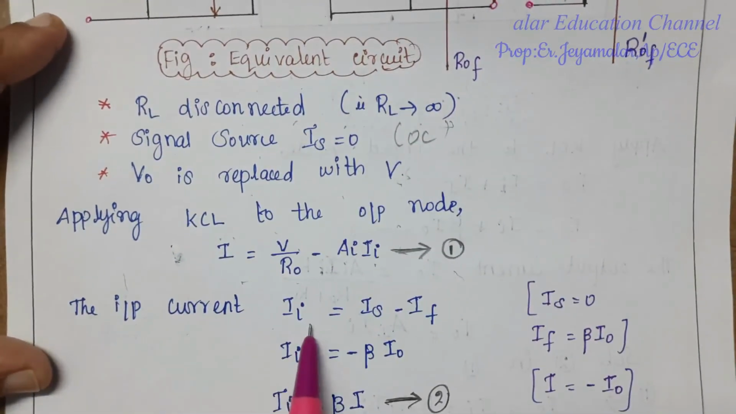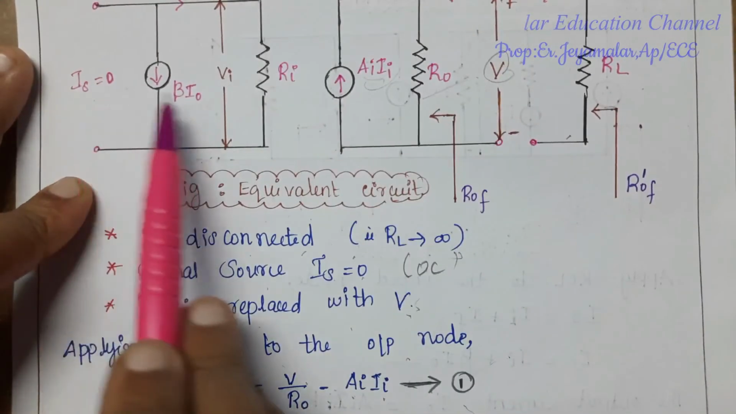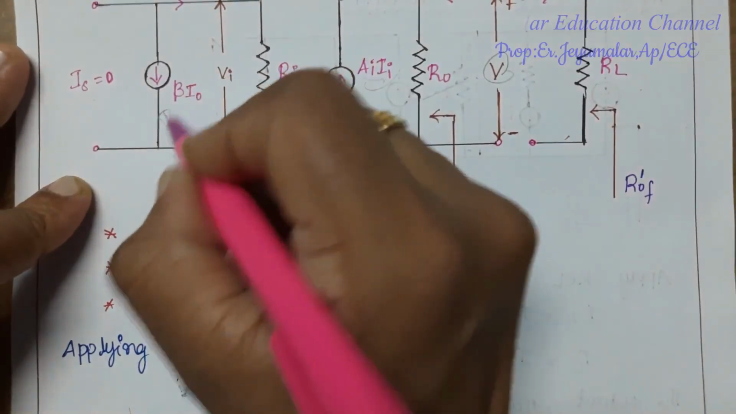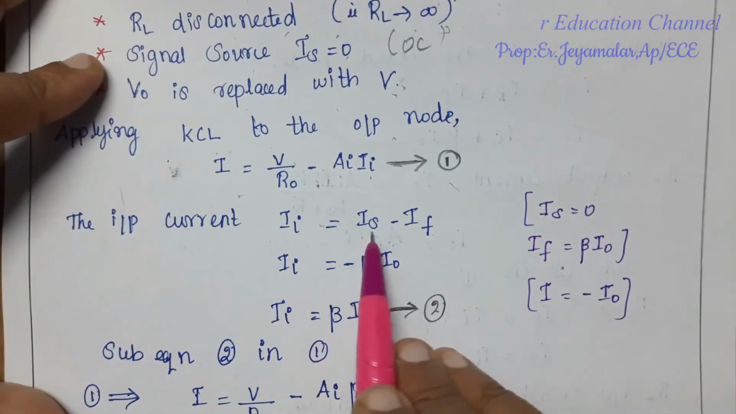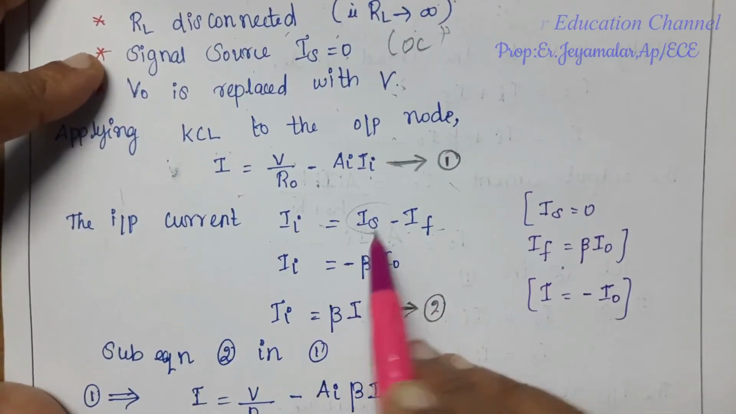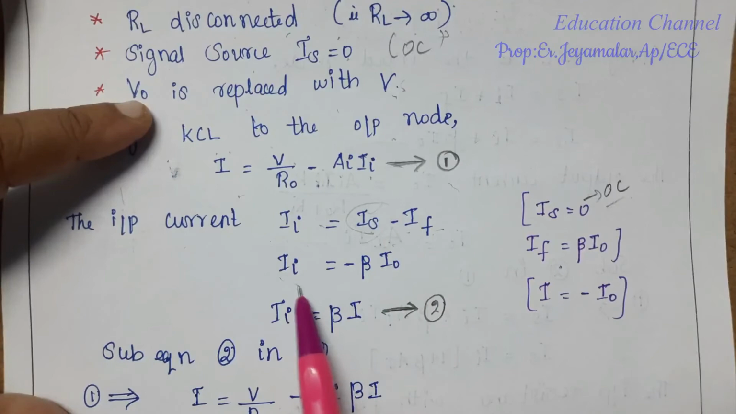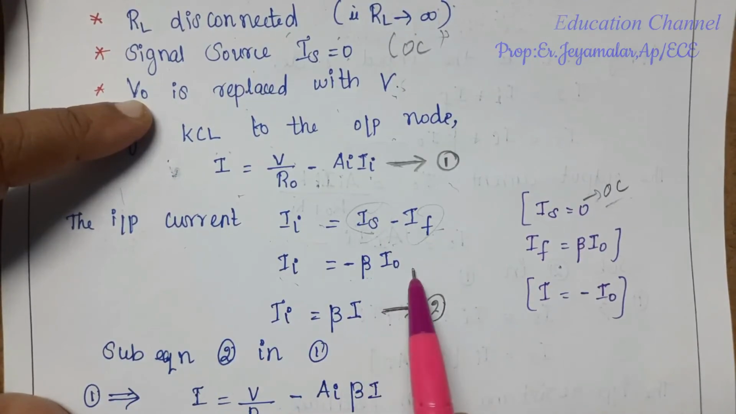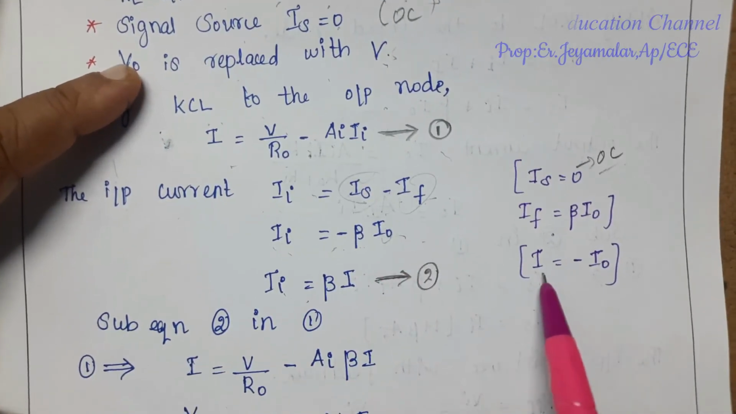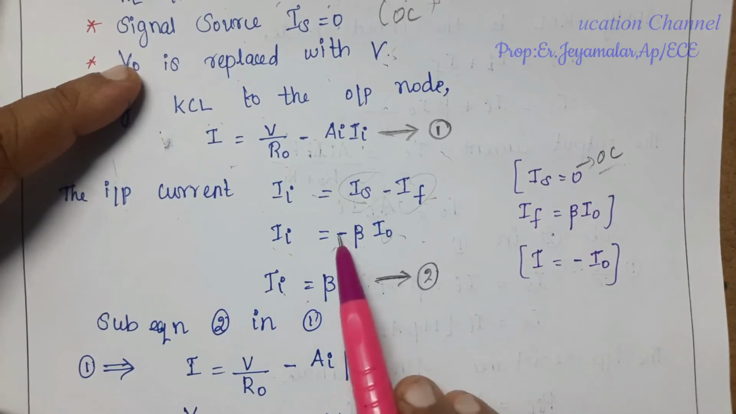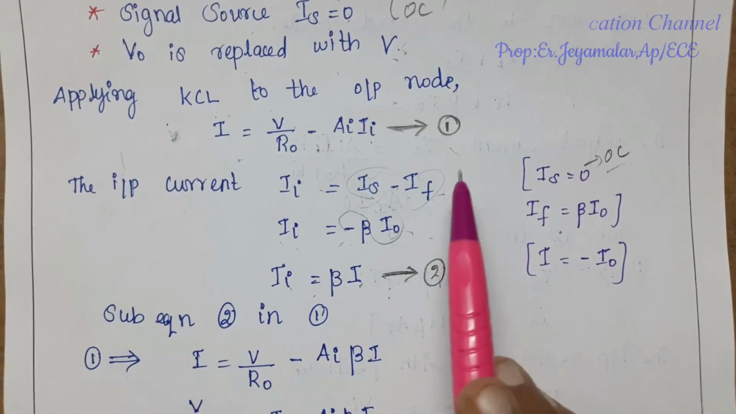Next, the input current II equal to IS minus IF. We know the input has 2 sets of current, IS and IF, the feedback current, which is for beta. So II equal to IS minus IF. We know IS equal to 0 because of open circuit. So substituting 0 here, II equal to minus beta into I naught, since the IF value is beta into I naught along with the minus sign. And I naught equals minus I, so substituting, minus I naught equal to plus I.